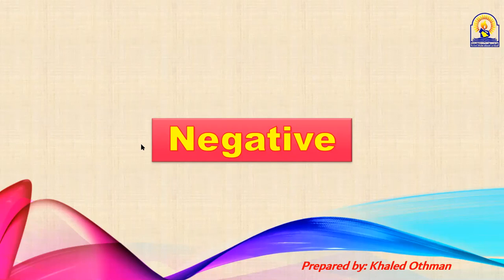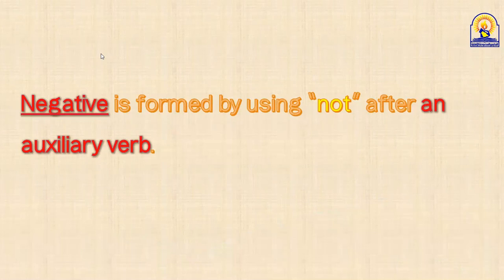Yes, guys. How can I change any statement into negative, guys? Do you know? If I say Ahmed is playing football, this is affirmative. How can I make it negative? You know, guys? Okay. Look at the screen. Negative is formed by using not. Where? After an auxiliary verb.